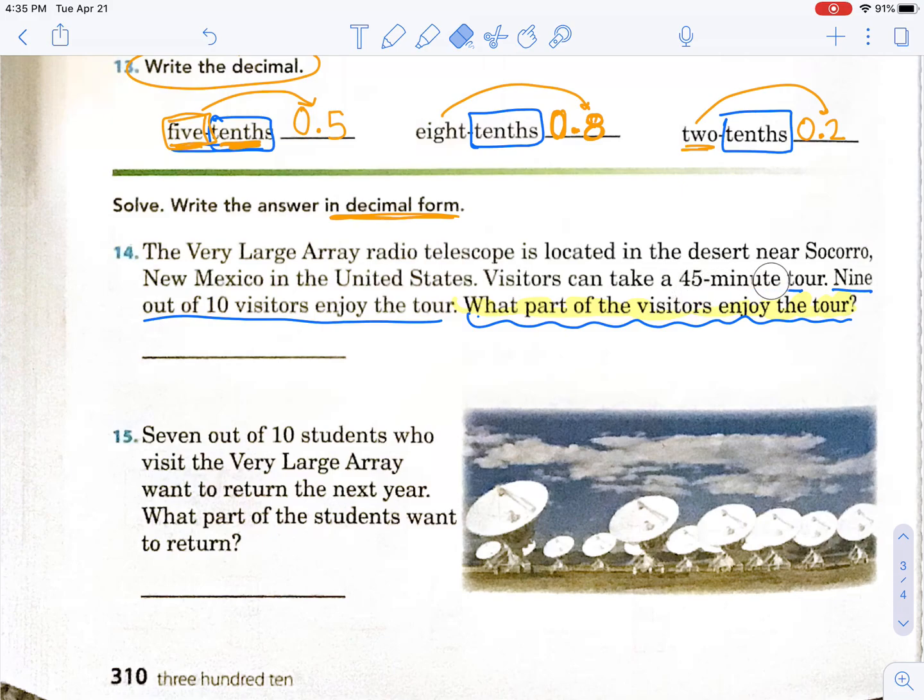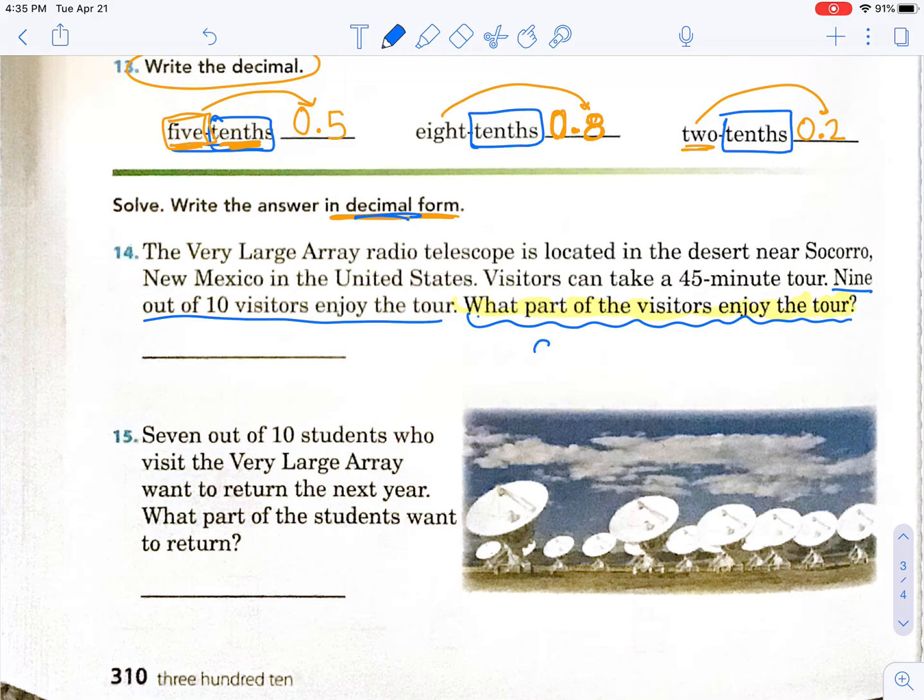No. Sometimes, even though I thought it looked important, that's why reading the question is very helpful when you go back and solve, because does it matter? Does it say what part of the visitors enjoyed what fraction of the time of the tour? No, it doesn't talk about the time at all. What part of the visitors enjoyed the tour? Now answer that in decimal form.